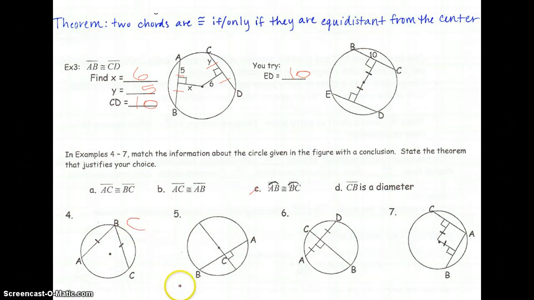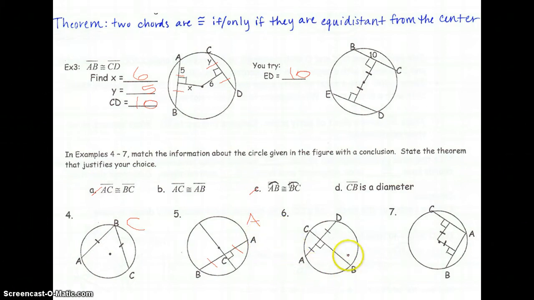For number 5, if I'm given my diameter perpendicular to a chord, then I know that it bisects that chord. So now I have where AC is congruent to BC, each segment here. So looking at my answer choices, I find that that is choice A.